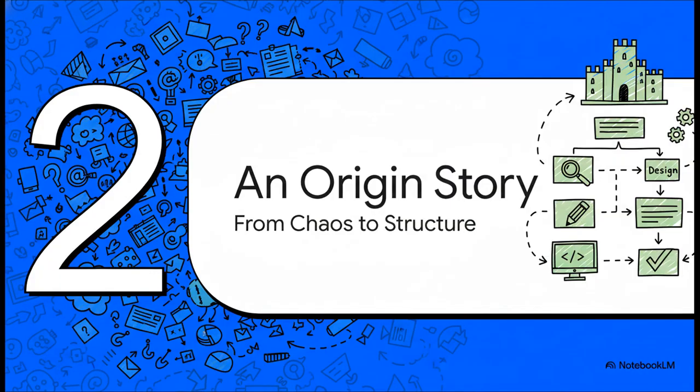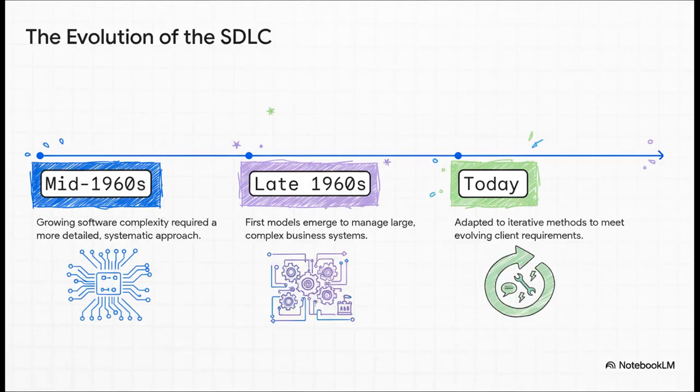To really appreciate why the SDLC is such a big deal, we've got to go back in time a little. We need to understand the problem it was originally created to solve. So here it is, its origin story. A journey from total chaos to structured creation. Okay, so picture it. It's the mid-1960s. Software is getting way more complex. We're talking huge companies building massive systems, and you know what? A lot of projects were failing badly. They desperately needed a better way to manage the whole process. So the first SDLC models were born out of that necessity.